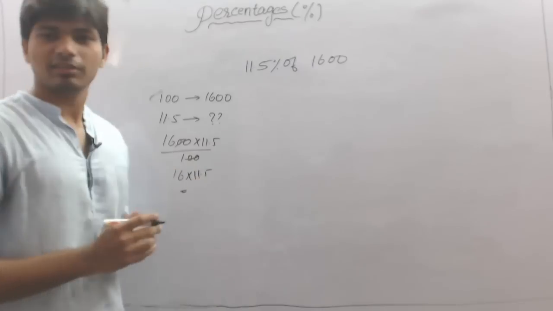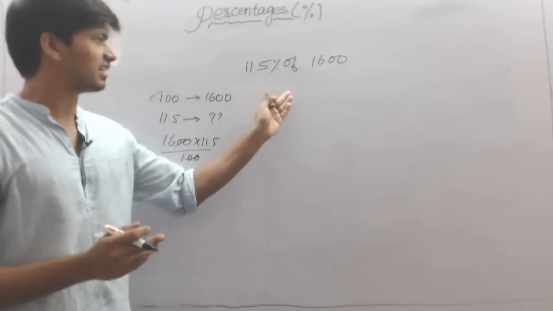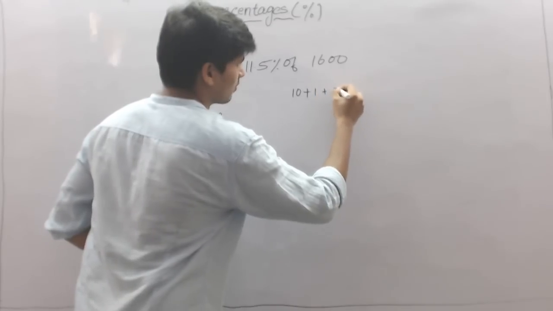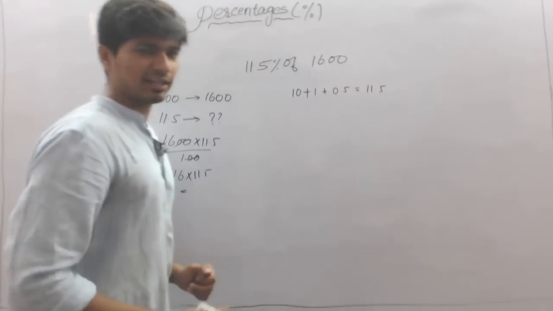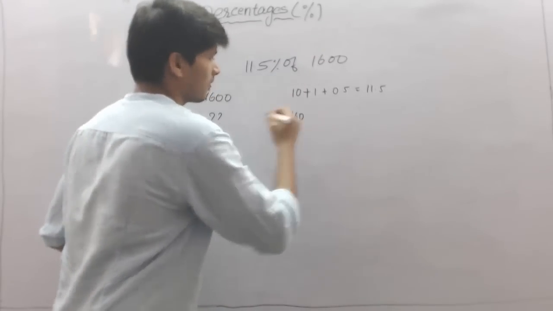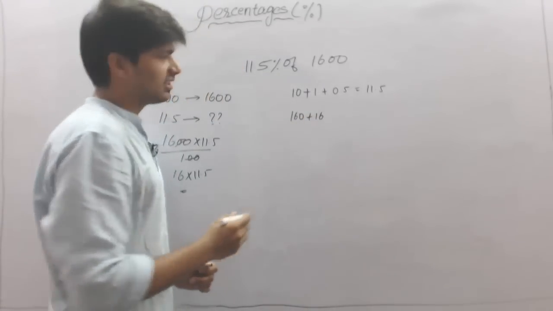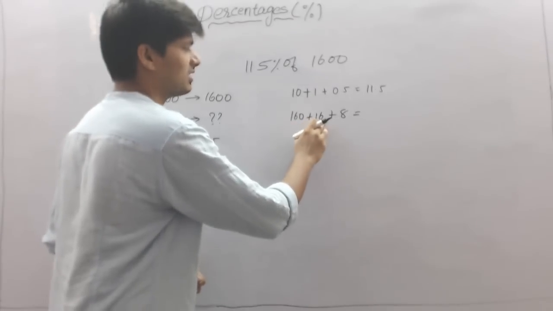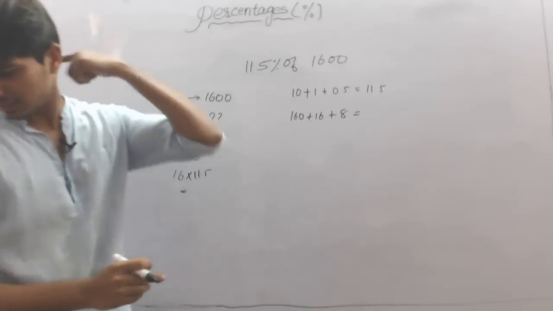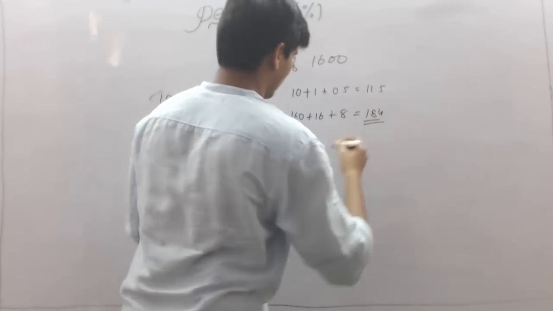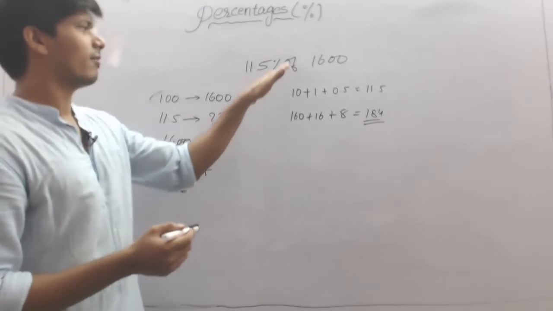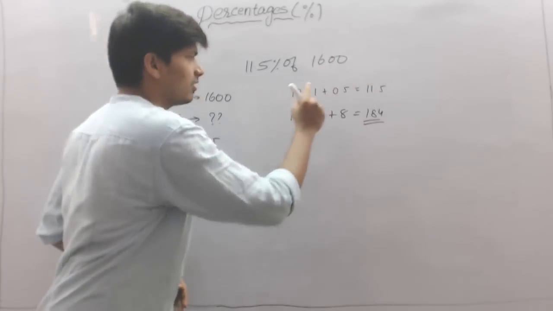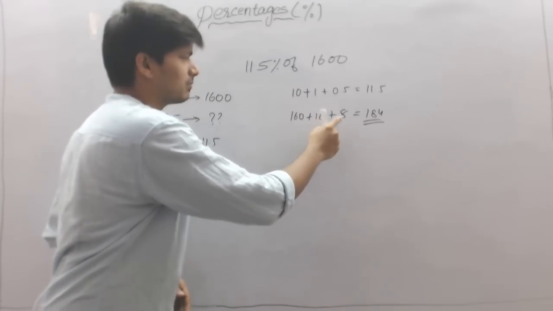So here you need to do this calculation. But coming to the next method, which is the easiest, 11.5 percent can be written as 10 percent plus 1 plus 0.5. Now directly, what is 10 percent? 160. What is 1 percent? 16. What is half a percent? 8. Now 160 plus 16 is 176, plus 8. What is the answer? 184. So here you need to go for 16 into 11.5, whereas by looking at the question itself, 11.5 can be split as 10 plus 1 plus 0.5. 10 percent is 160, 1 percent is 16, 160 plus 16 is 176, plus 8 is 184.